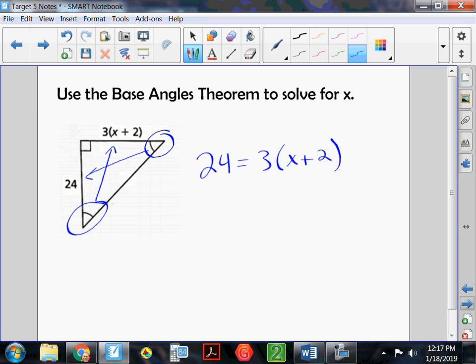So the base angles theorem lets me work with equal angles opposite equal sides. So in this case, 24 is going to equal 3x plus 6. And if I solve that out all the way, I'll get x equals 6. Okay, and so you can try to solve that out to see. But the point of the base angles theorem is that the sides opposite the congruent angles are congruent, or the angles opposite the congruent sides are congruent.